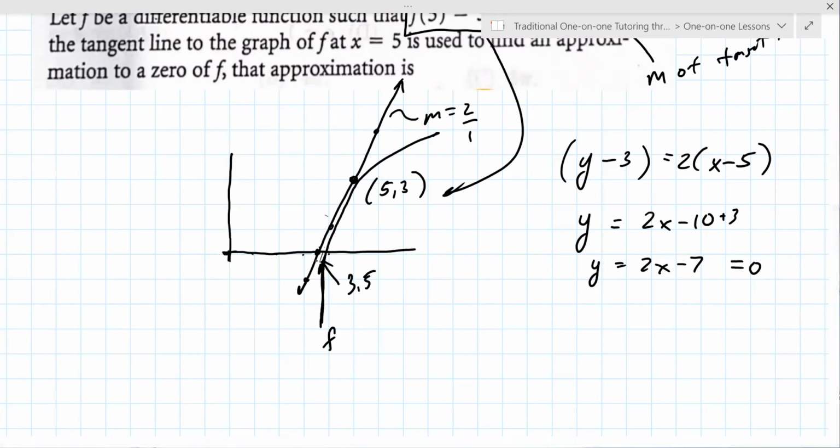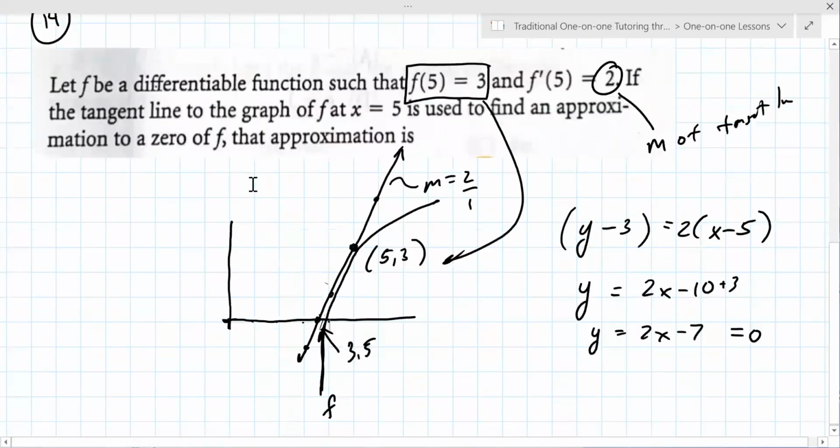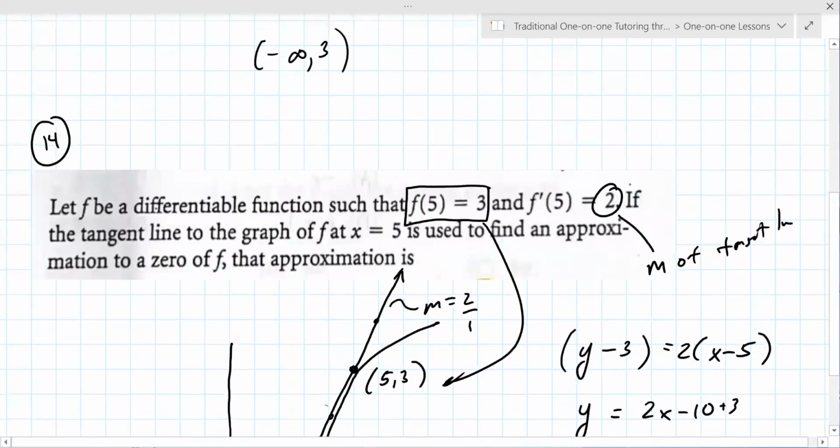Okay. But they give you everything that you need to write the tangent line out though. Exactly, because you need two things for a tangent line: you need a point and a slope.